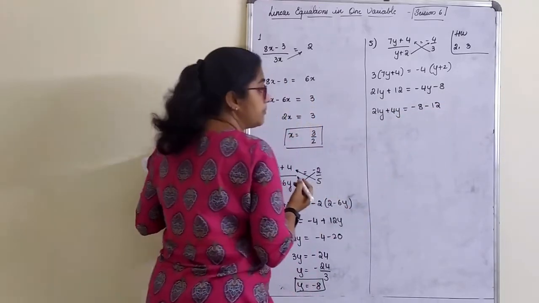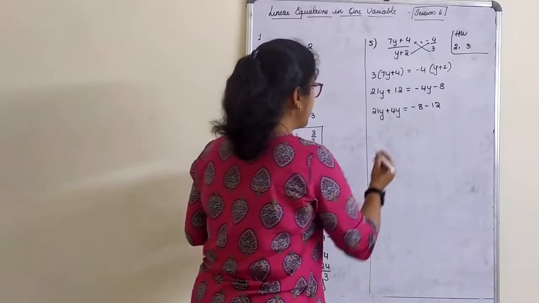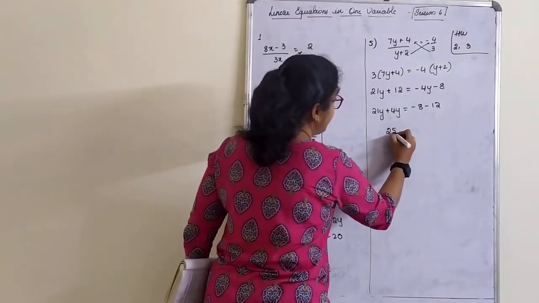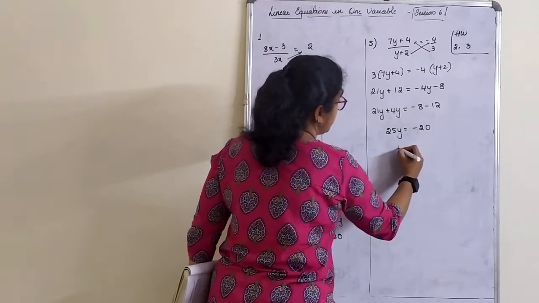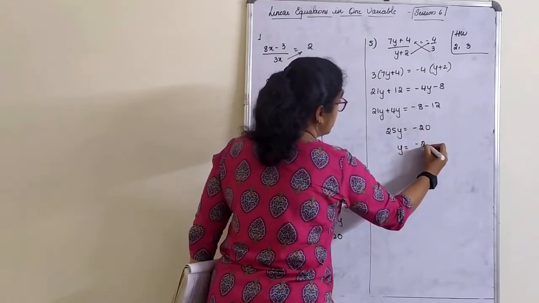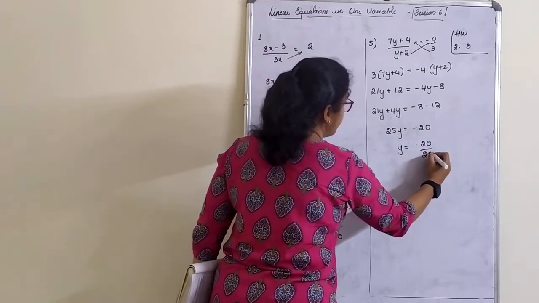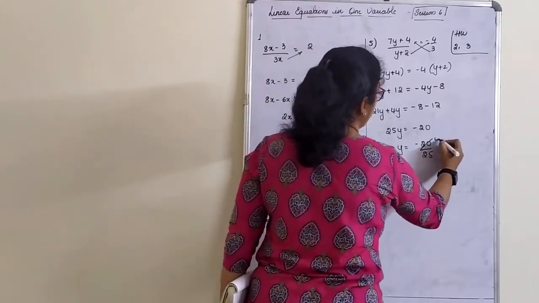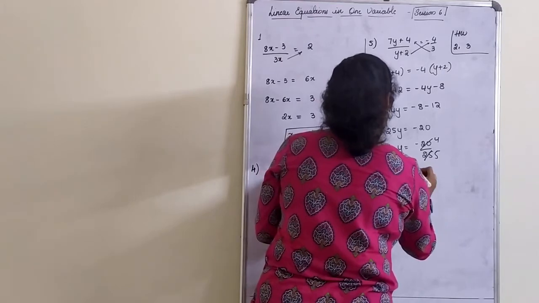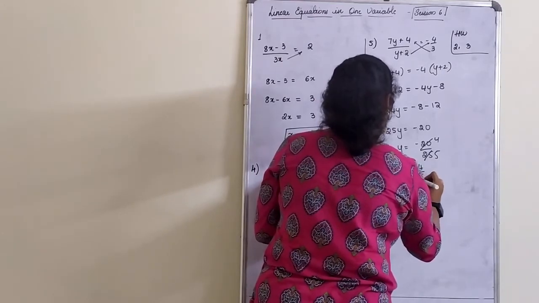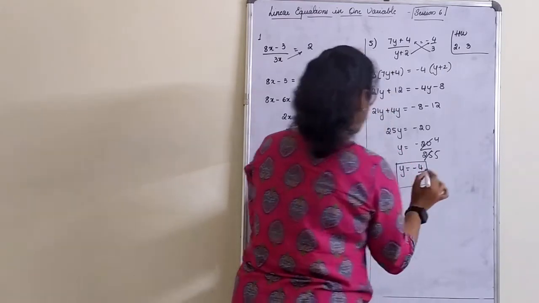21 plus 4, what do you get? 25y is equal to minus 20. y is equal to minus 20 by 25. 5 4s are 20, 5 5s are 25. y is equal to minus 4 by 5 is your answer.